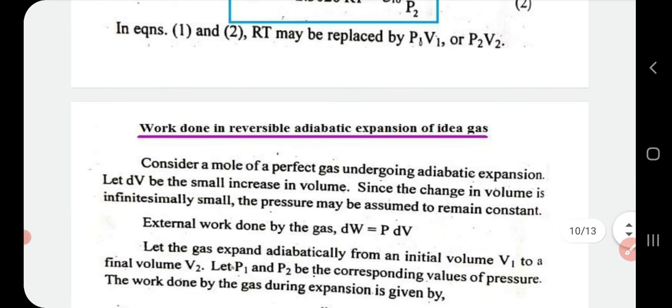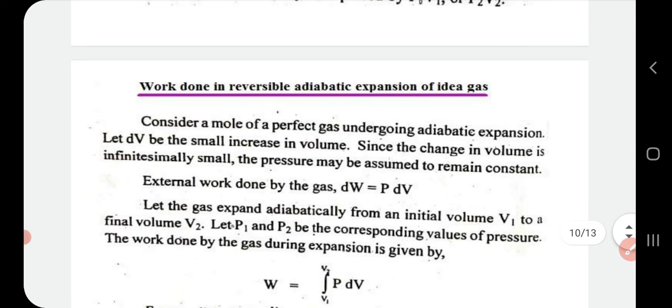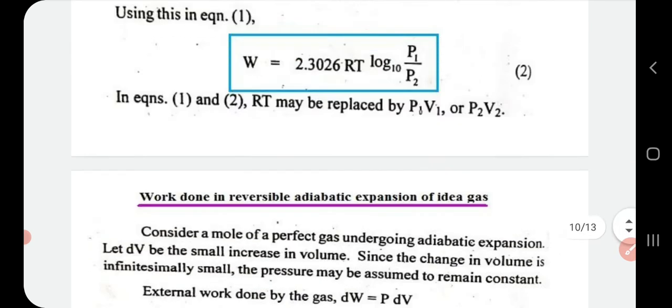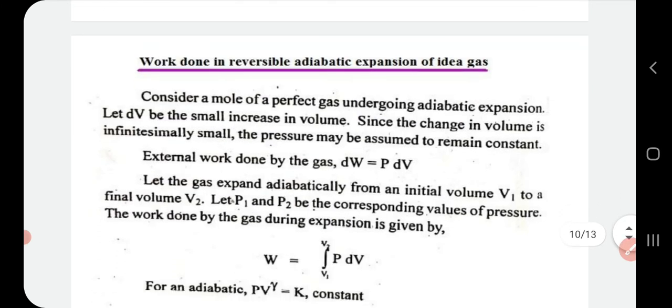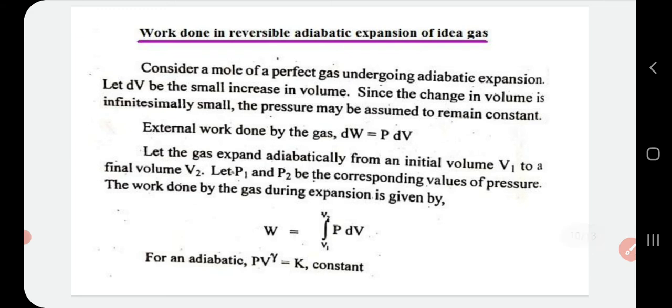Now the next derivation is work done during a reversible adiabatic expansion. This one was isothermal expansion. Now it is adiabatic expansion. Similarly, let there be a small expansion in volume. So the small amount of work done will be dW, and dW is equal to PdV.